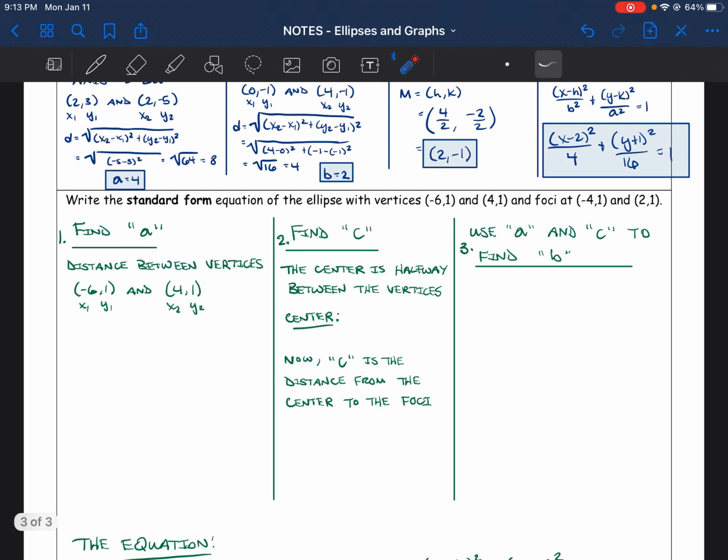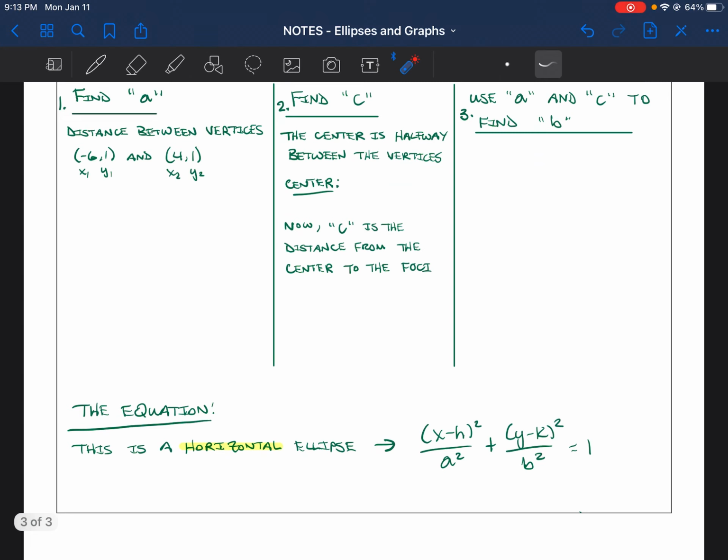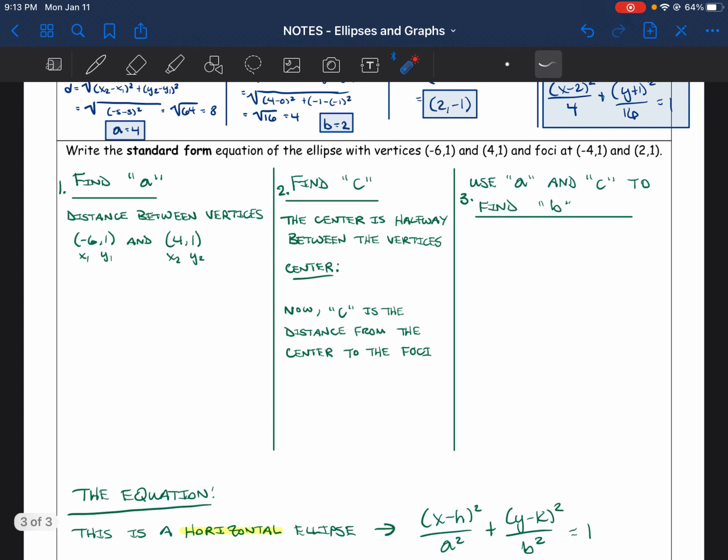So let's talk about strategy here. We know the vertices, and we know that the vertices are going to get us the A term because the vertices are on the major axis. But the other piece of information we know is the foci, and the foci are going to help us find the C term. Now, the C term isn't really helpful in writing the equation, but together with the A term, you can calculate the B term, because one of the equations that we have is that C squared equals A squared minus B squared.